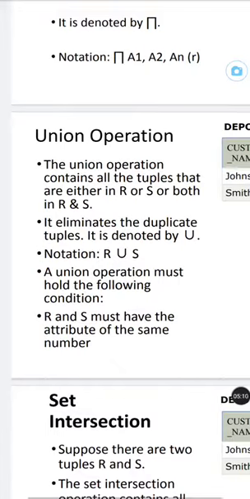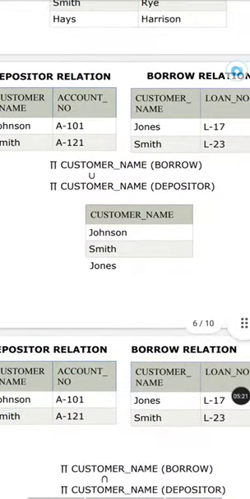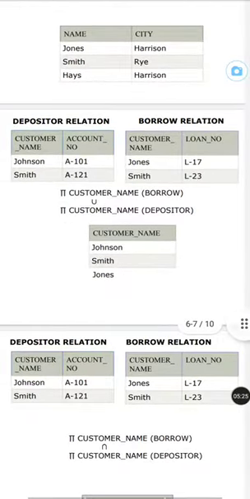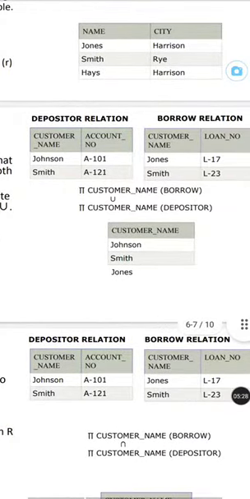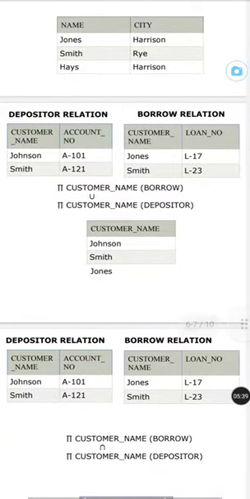A union operation must hold the following condition: R and S must have the same number of attributes. When merging the tables, the two tables should have the same number of attributes. Here there are two tables, borrow and depositor. First we use the project operator, project customer name, that is, selecting which attribute to be displayed from the table named borrow.